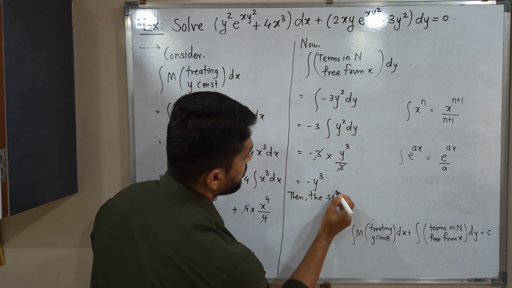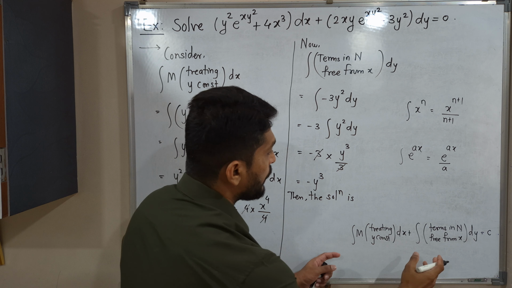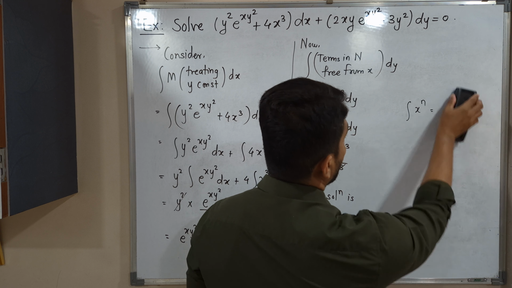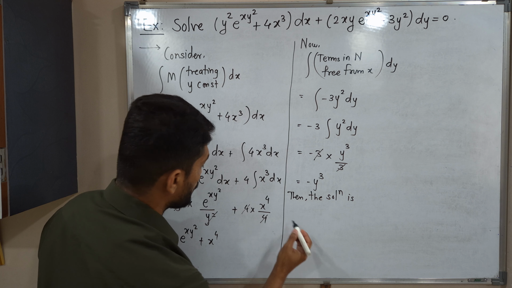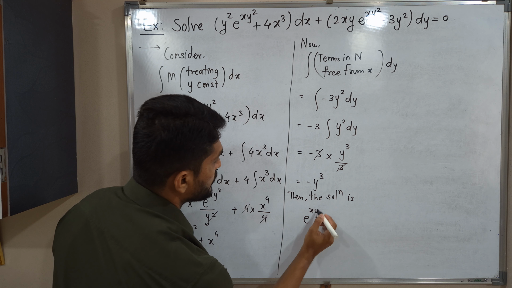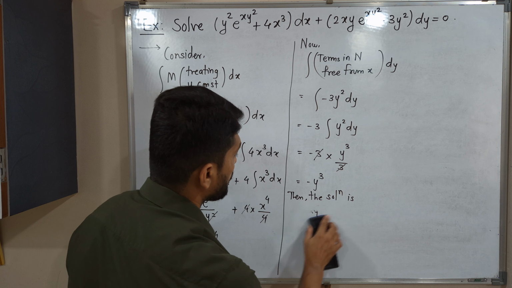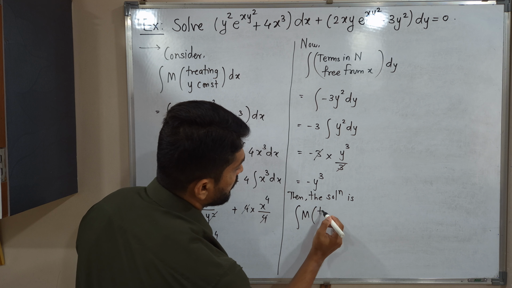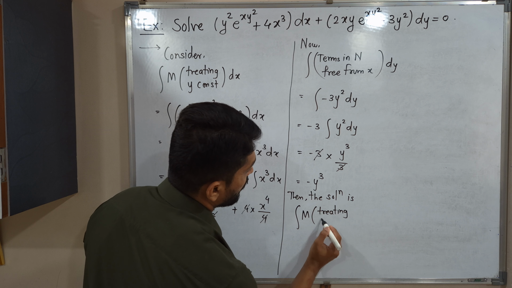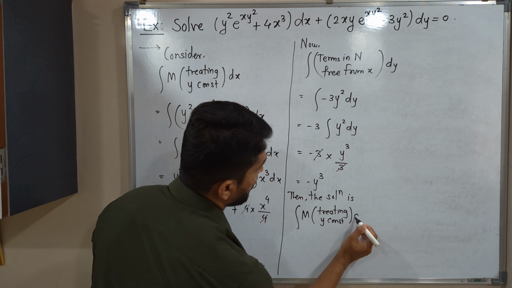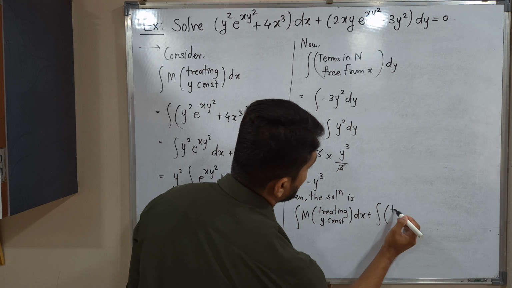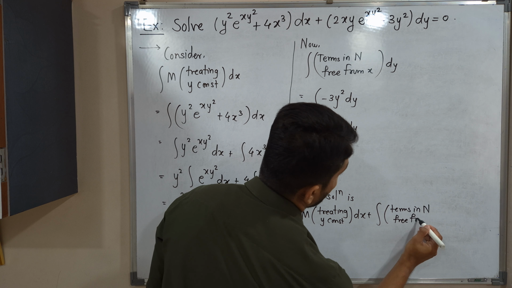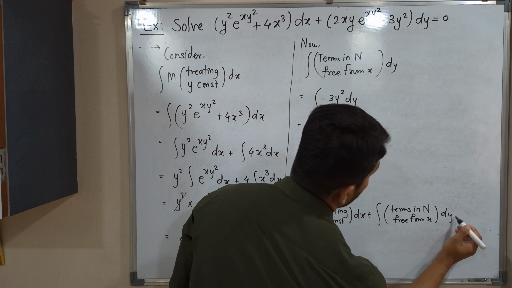So I will write the solution is, simply I need to add the values of these two integrations. Okay, so let me remove this part. So I will get here, solution is e raised to xy square. Okay, if you want I will write that formula again: integration of M, treating y constant, dx, plus integration of terms in N free from x, dy, is equal to c.